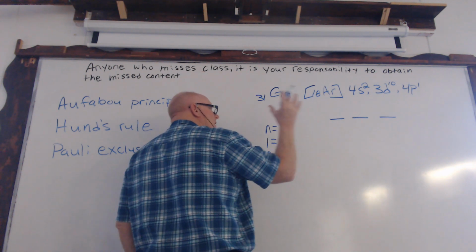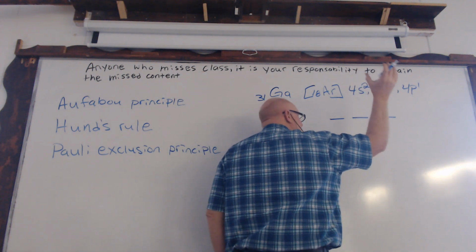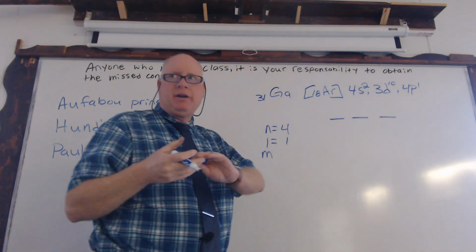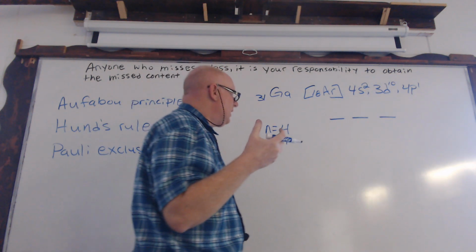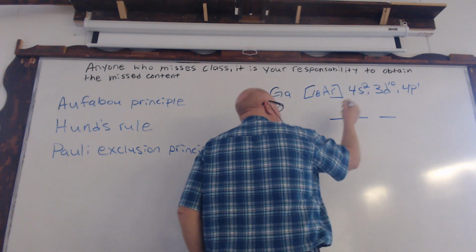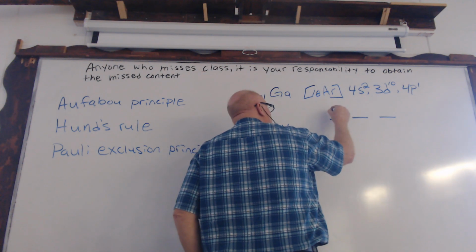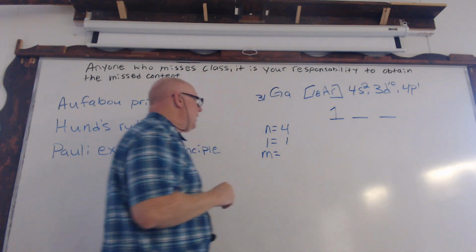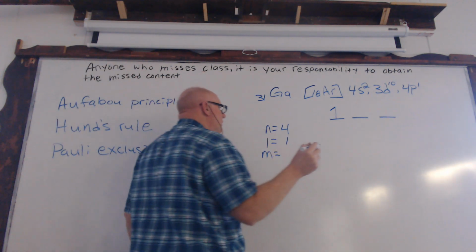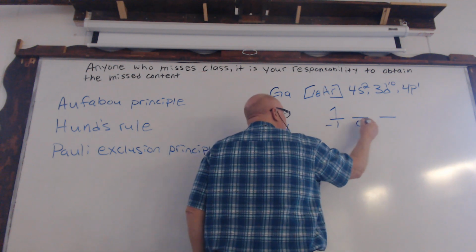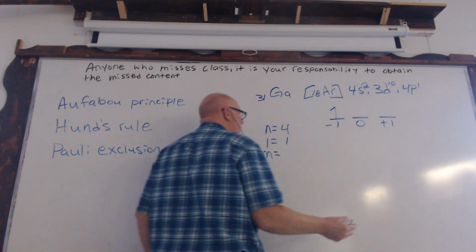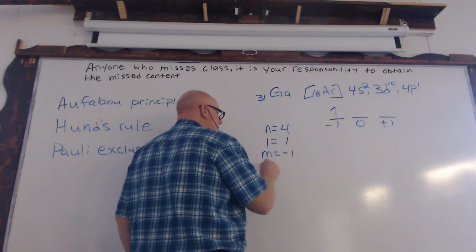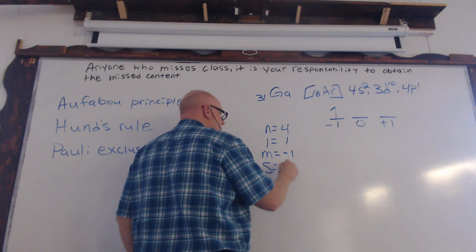This is where we say the electron configuration and the orbital diagram are intertwined with one another. That's the way I think makes the most sense. So therefore, we just put our lone electron in there. M is a value from negative L to positive L. Here is our negative L, 0, our positive L. So M is negative 1, and S is positive 1/2.